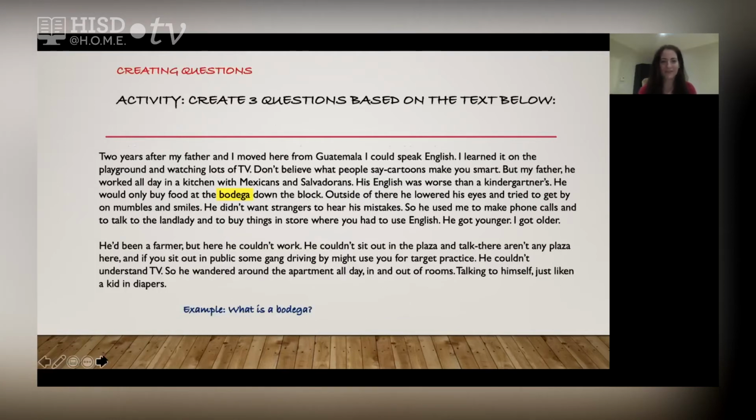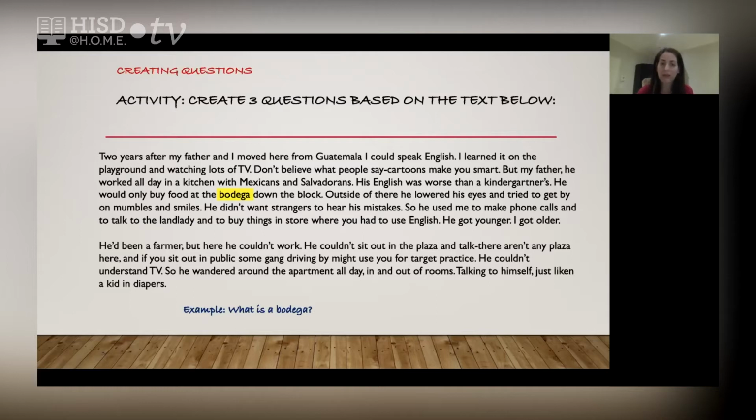Okay, moving on. Creating questions. Activity: create 3 questions based on the text below. I'm going to read this once, then we're going to pause, and then we'll listen to it and you'll read along a second time. So keep that in the back of your mind as we read it along. This is Garcia still talking.